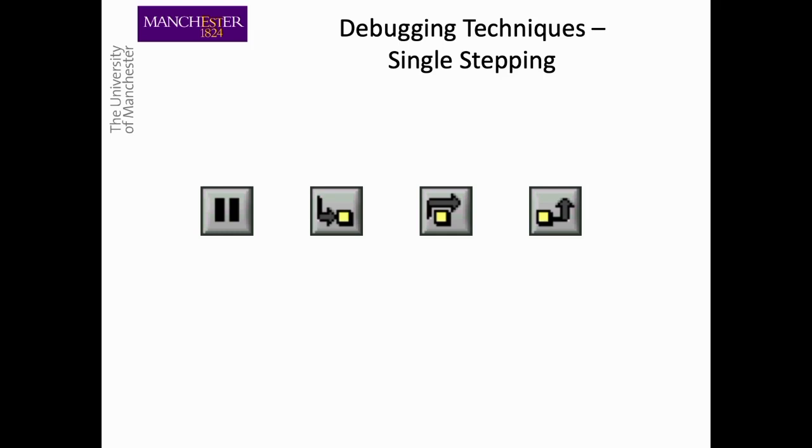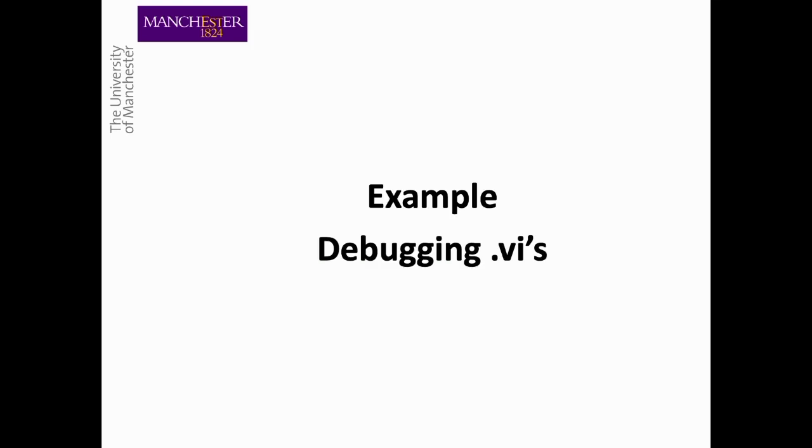So once you've got to that point, there might be an add thing. You'll click it and it'll do add. Then you might be doing a subtract function. So you click it and go through subtract. So you can see the data flow and you can check the values to see if that's working or not. So let's look at an example of debugging a VI.